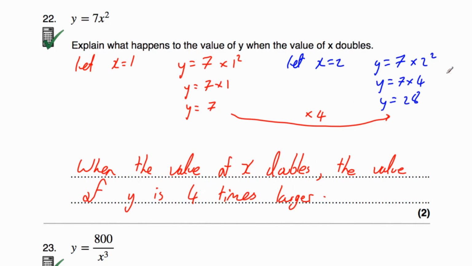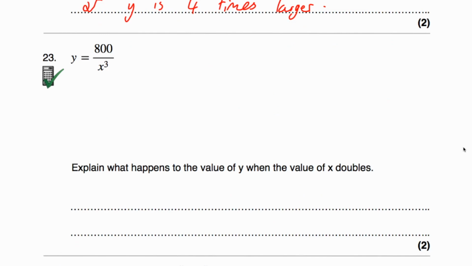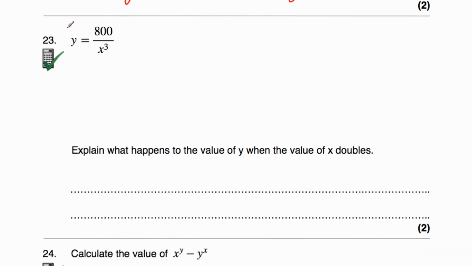Okay, let's have a look at our next question, question number 23. So question number 23 is similar. We've been given that y is equal to 800 divided by x cubed. Again, we're not told the value for x and the value for y, and we're asked to explain what happens to the value of y whenever x doubles. So let's again let x equal 1, and let's work out our value for y. So y equals 800 divided by 1 cubed. 1 cubed is 1, so y equals 800 divided by 1, which is equal to 800. So whenever x equals 1, y is equal to 800.